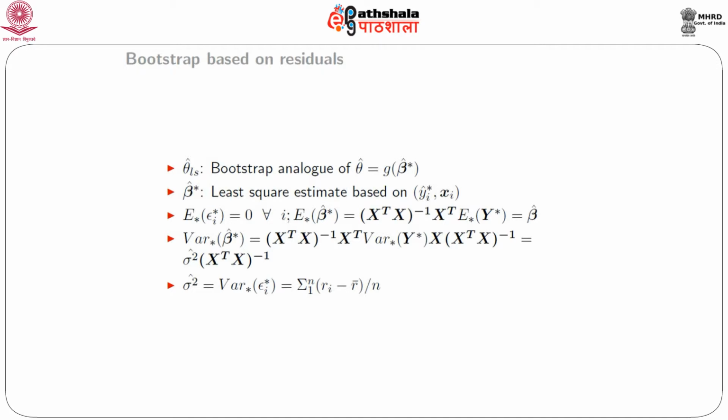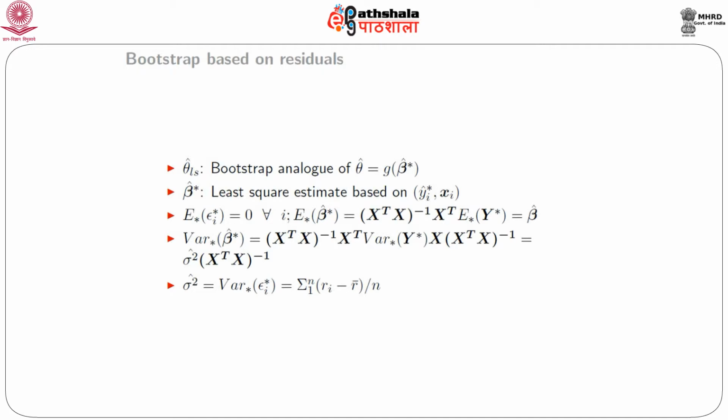From this pair of observations y_i star, x_i, i runs from 1 to n, we can generate beta hat LS star or beta hat star, which is the least square estimate of the data, but now the data has changed from y_i to y_i star, the x_i's remain fixed, and from there we can find theta hat LS star, which is nothing but the bootstrap analog of theta hat, which is equal to g of beta hat star.